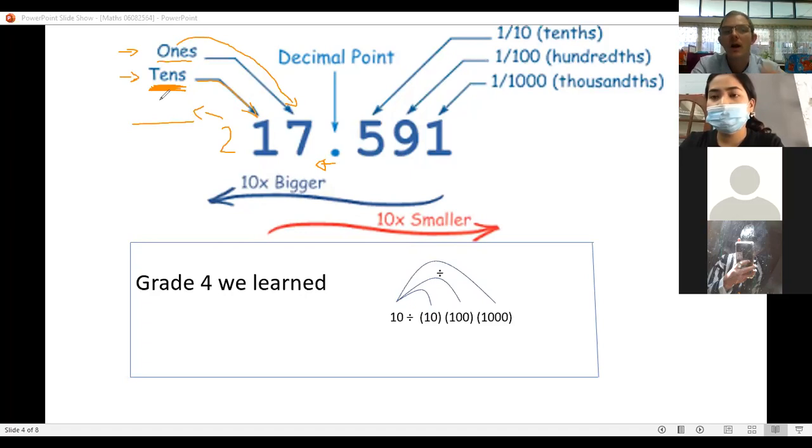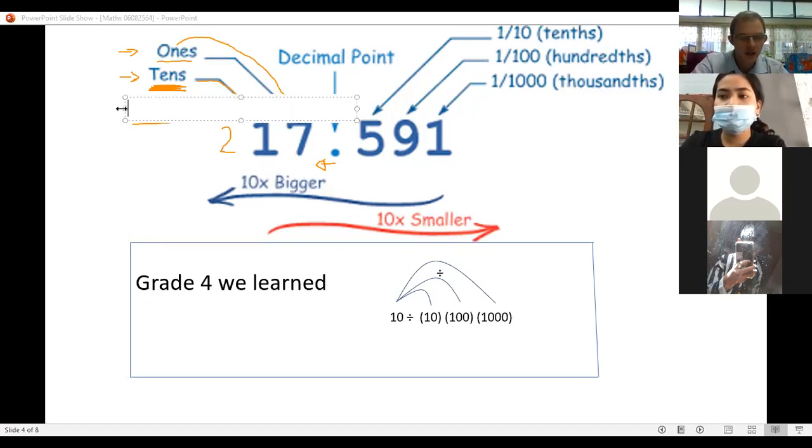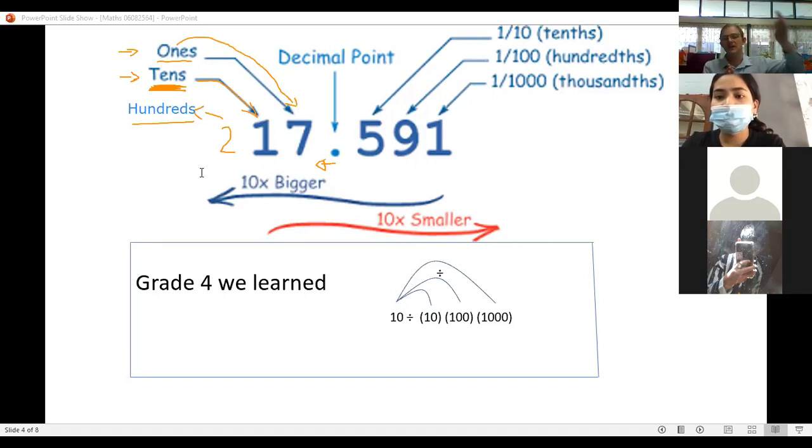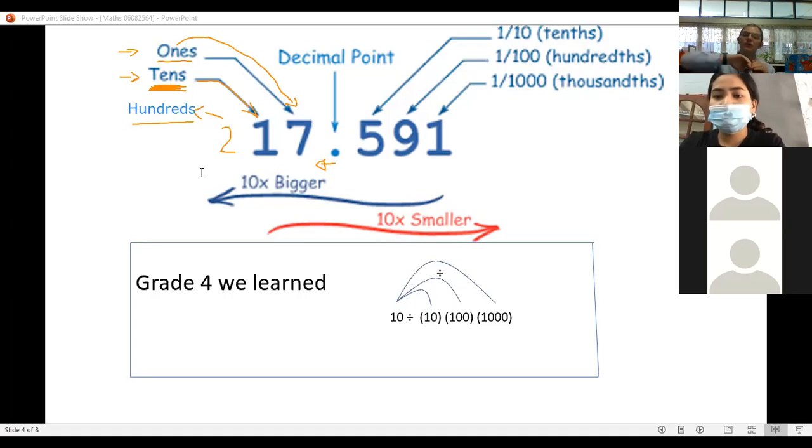Hundreds. That means it is 100, 200, 300, 400, 500, 600, 700, 800, 900 that is part of our hundreds. And we can go on to 1,000, 10,000, 100,000, 1 million to the left. We can do the same to the other side of the decimal.